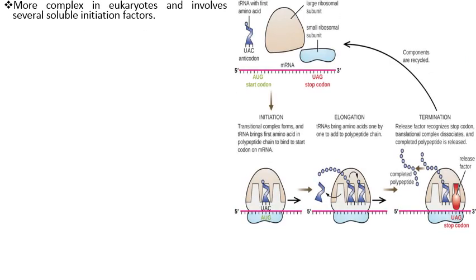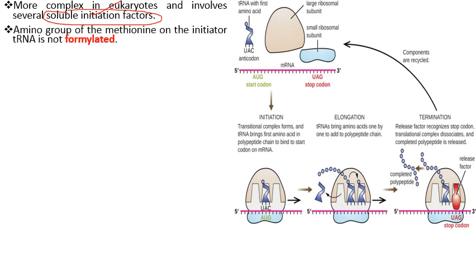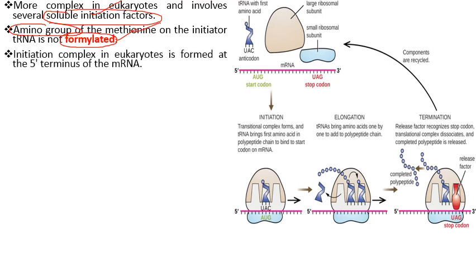If we talk about translation in case of eukaryotes, it is very complex and it requires several soluble initiation factors. So in eukaryotes the translation process is complicated and requires many soluble initiation factors. The first difference is that in eukaryotes the amino group of the methionine is not formylated. So the tRNA that brings the first amino acid in eukaryotes is not formylated, as we have seen in case of prokaryotes. And the initiation complex in eukaryotes is formed at the 5' terminus of the mRNA.